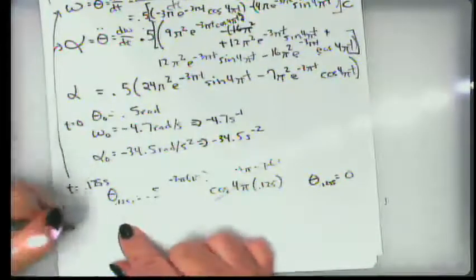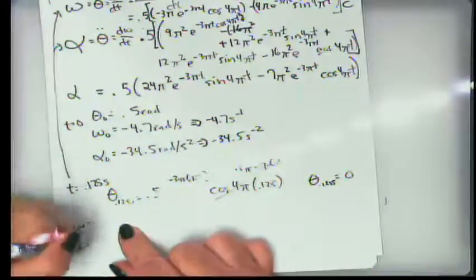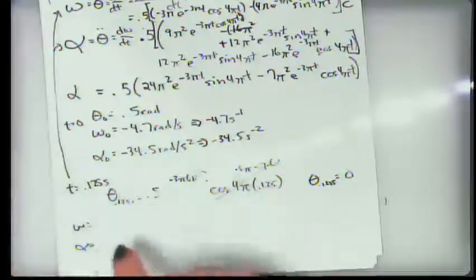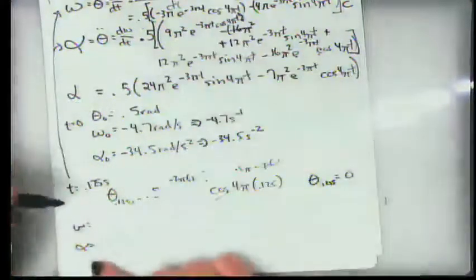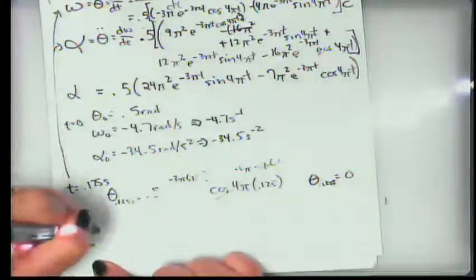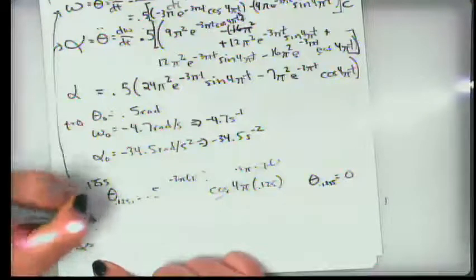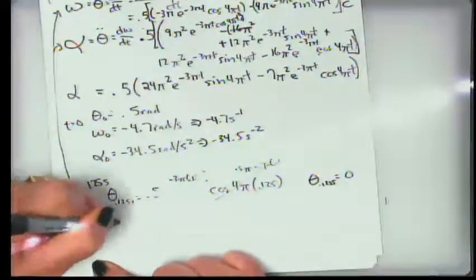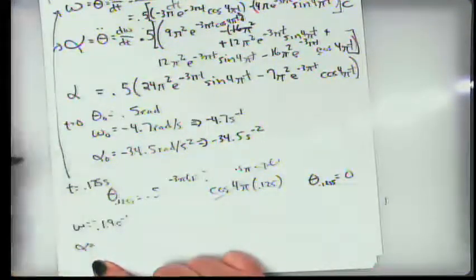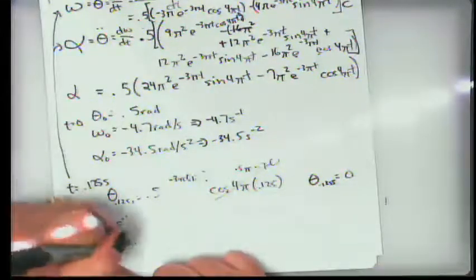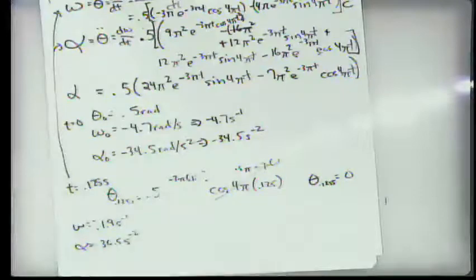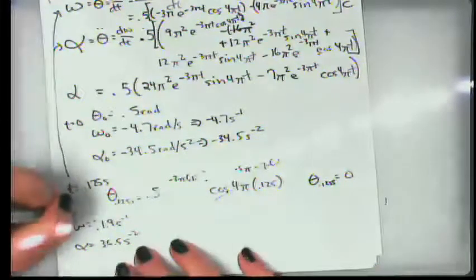All right, now that doesn't mean that omega or alpha are equal to 0, so you have to run through the math, but plug back in 0.125, and you come out with negative 1.9 radians per second and a positive 36.5 radians per second squared. Okay, similar.